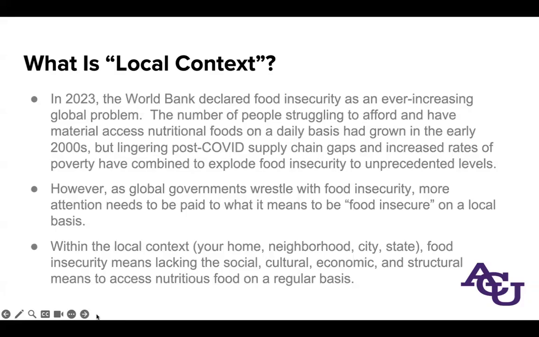Then food insecurity means lacking the social, cultural, economic, and structural means to access nutritious food on a regular basis. So it's not just about internationally, it's not just about poor people of color in other countries. It's poor people, people who are struggling right here in the United States. And unfortunately, it hits people of color at a harder level.